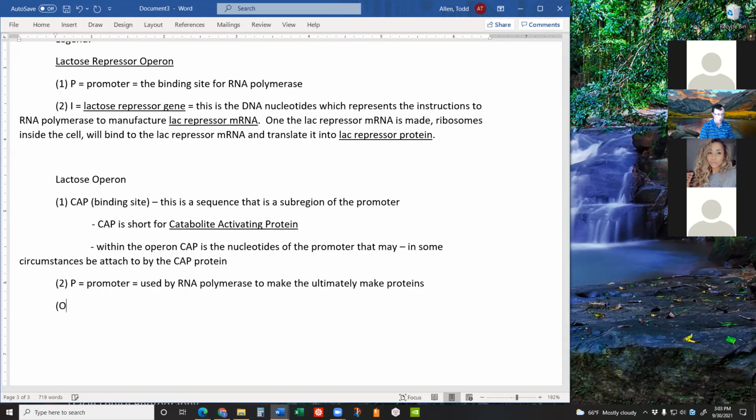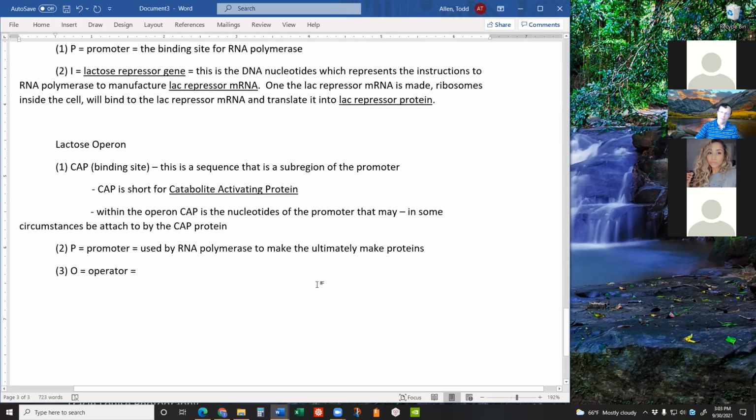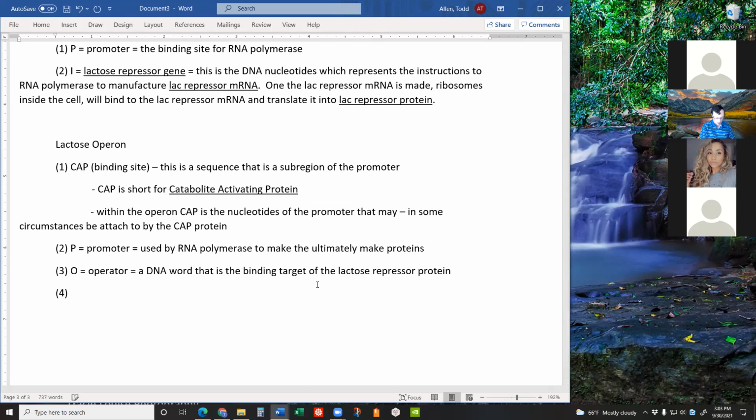We have this thing called O. Like, oh, holy crap, I have to know this kind of O. This is something called the operator. The operator sounds like a CIA hitman, doesn't it? But it's not that kind of operator. The operator is a DNA word that is the binding target of the lactose repressor protein. The story gets deeper, doesn't it? O is the DNA word that is the binding target of the lactose repressor protein.